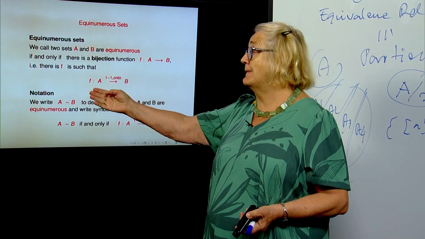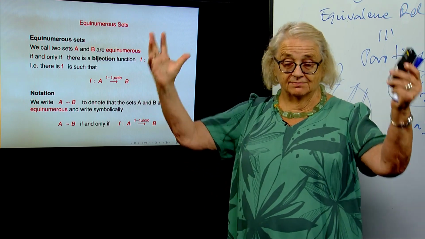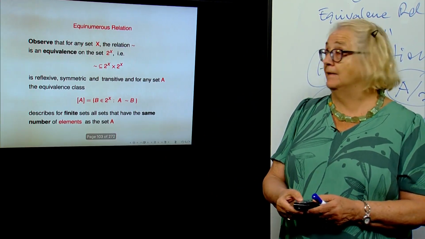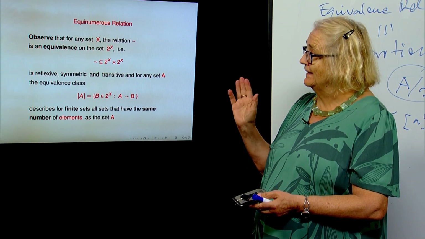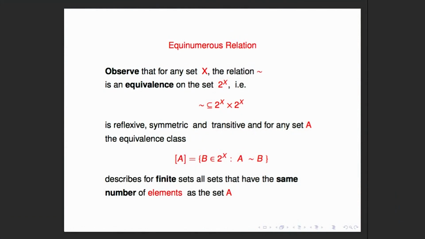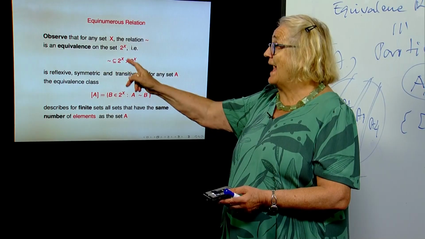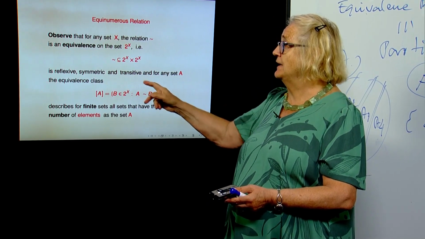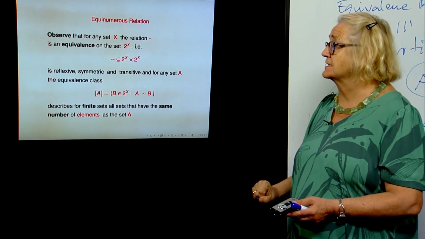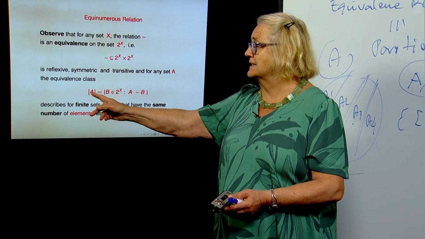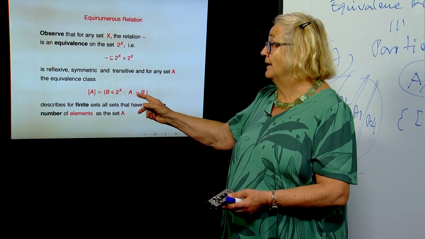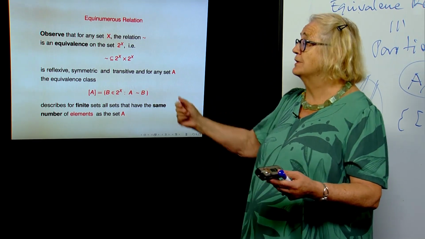That if there's a function, you can map one onto B. And now once we have it, you can think about this equinumerous relation. When you take a set and you have the set of all subsets, that would be the equivalence relations in the set of all subsets of X. And you can think the equivalence class of any set would be all sets which are equinumerous.